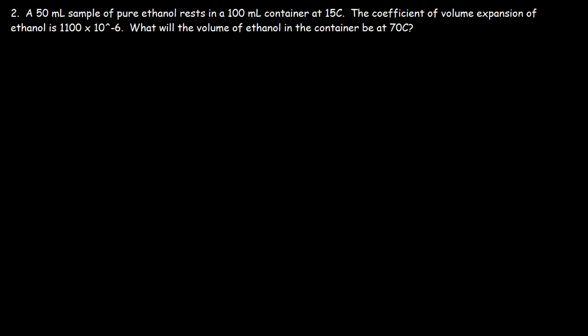Number 2, a 50 milliliter sample of pure ethanol rests in a 100 milliliter container at 15 degrees Celsius. The coefficient of volume expansion of ethanol is 1100 times 10 to the minus 6, and the units should be the same, Celsius to the minus 1. What will the volume of ethanol in the container be at 70 degrees Celsius? So here's the formula that we need. The change in volume is equal to beta, this is the coefficient of volume expansion, times the original volume times delta T.